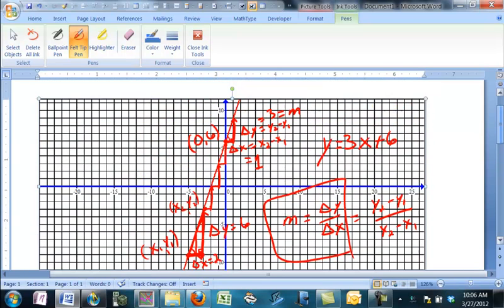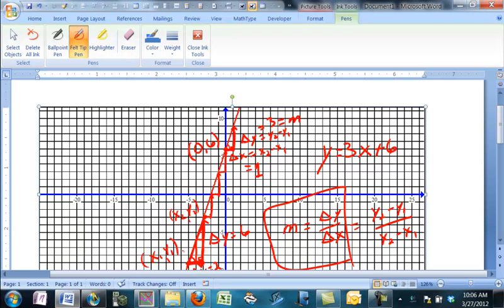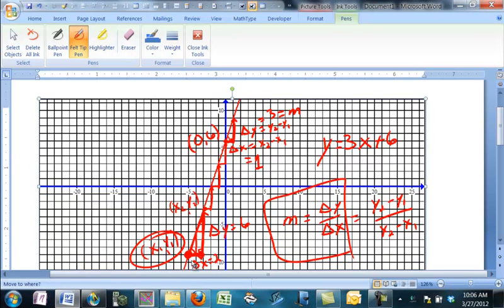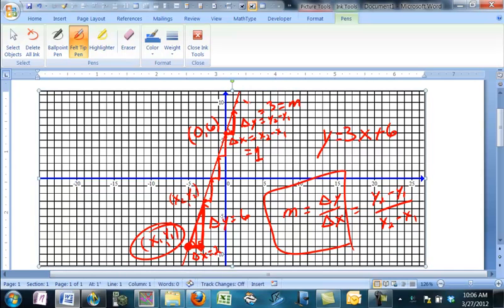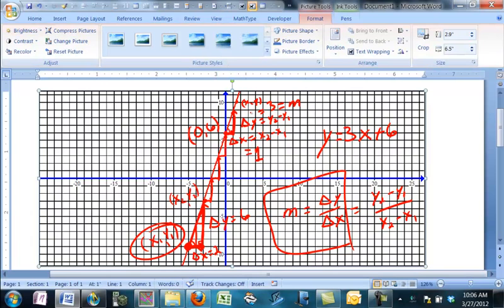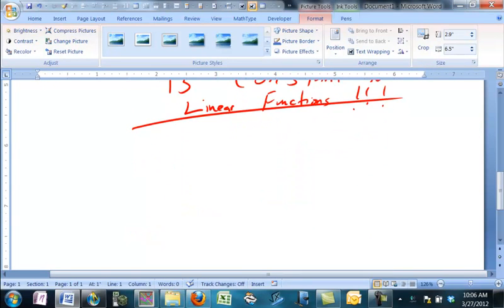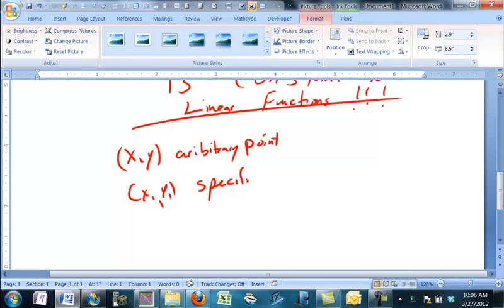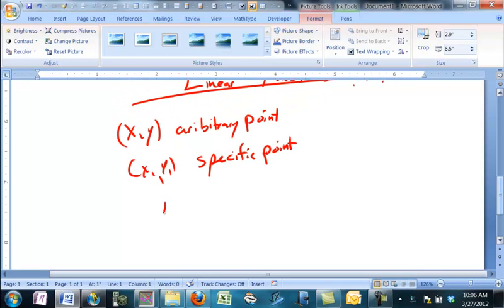Now, let's go up here and just take an arbitrary point. Let's take a point that we know. Let's say this x1, y1, a specific point there. And then take any other point on here, xy. Well, we know that the slope between those two points is the same. So we take xy, an arbitrary point, and x1, y1, a specific point. Then we know that if it's going to be a line, the slope, delta y over delta x, is going to be constant. Well, delta y is y minus y1, and delta x is x minus x1.